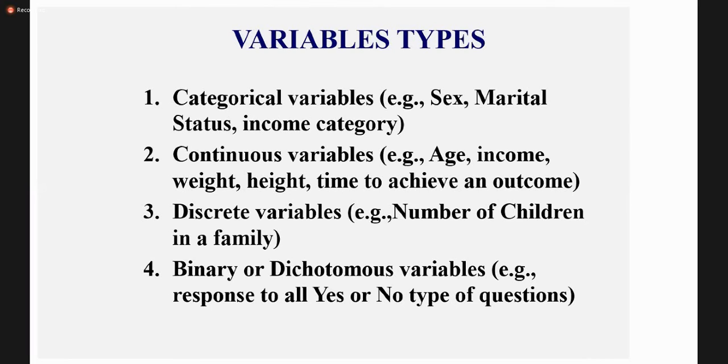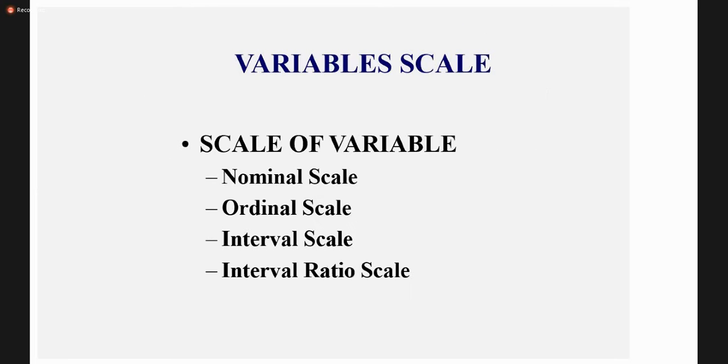There are responses or variables where we only get a yes or no answer. That's called a binary or dichotomous variable. It is important to know because at the time of analysis, these things matter: the scale of the variable. Here I would like to show you. I will share the screen.